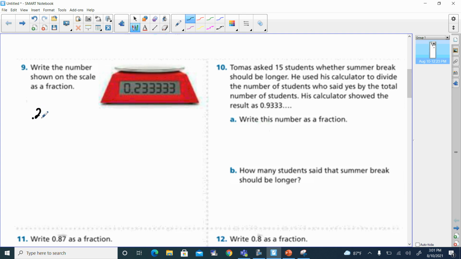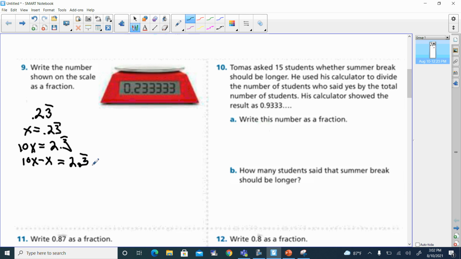If we start with 0.2 and then 3 repeating, remember that we're going to be multiplying this. First, we're assigning x equal to 0.23 repeating. Since it's only one number that's repeating, we're going to multiply by 10 to the first power. So this would become 2.3 repeating. And now we're going to subtract x from it. So we're taking 10x minus x, and that's going to be equal to 2.3 repeating.